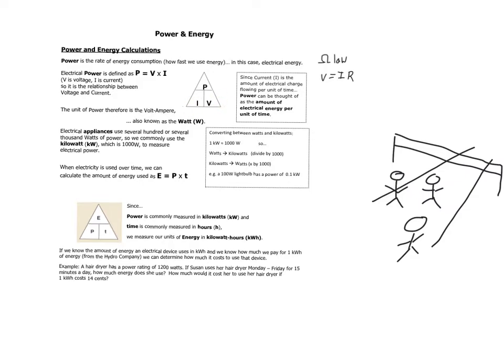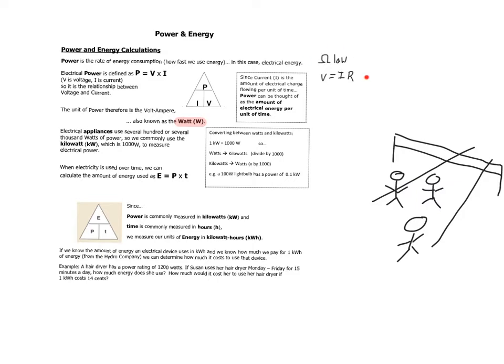And important to know is the unit of power, which is the watt or kilowatt, where 1 kilowatt is equal to 1,000 watts. So just like your normal metric units, where 1 kilometer would be equal to 1,000 meters, okay?